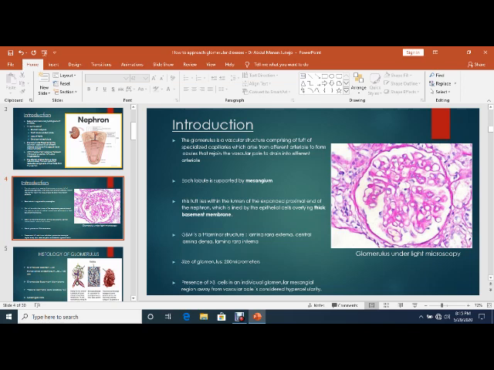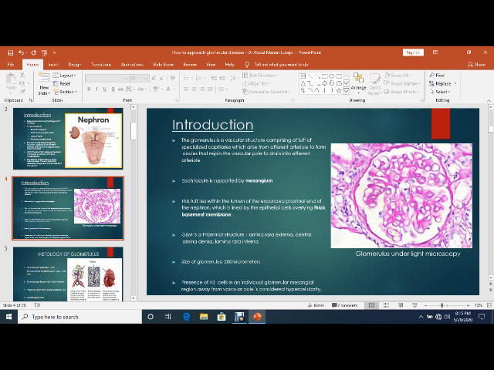Mesangium, each lobule is supported. Mesangium is the supporting structure that supports the lobules. This tuft, now talk regarding the basement membrane. This tuft lies within the lumen of the expanded proximal end of the nephron, which is lined by the epithelial cell overlying thick basement membrane.